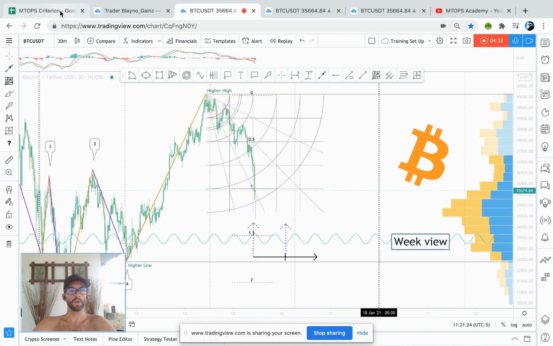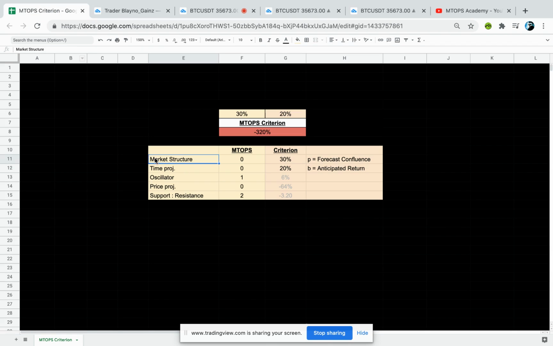Okay, so what does it mean, you ask? Market structure, what do you think it's going to get?